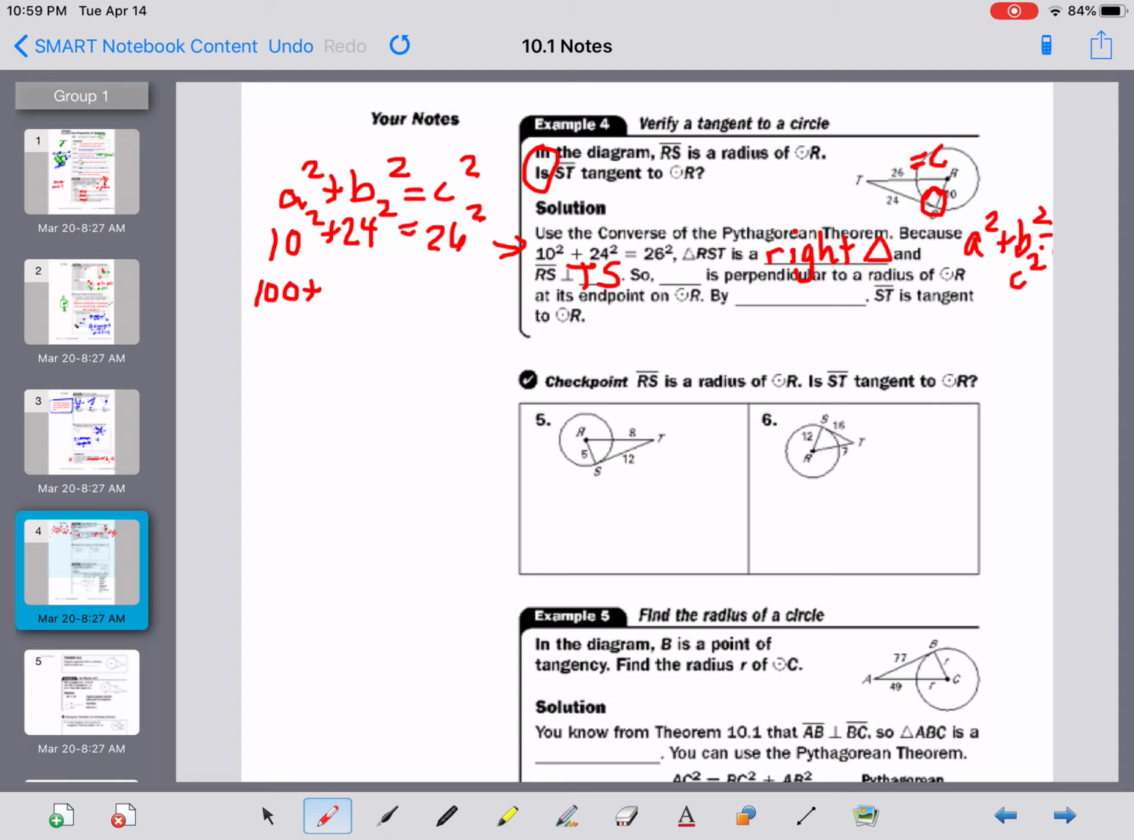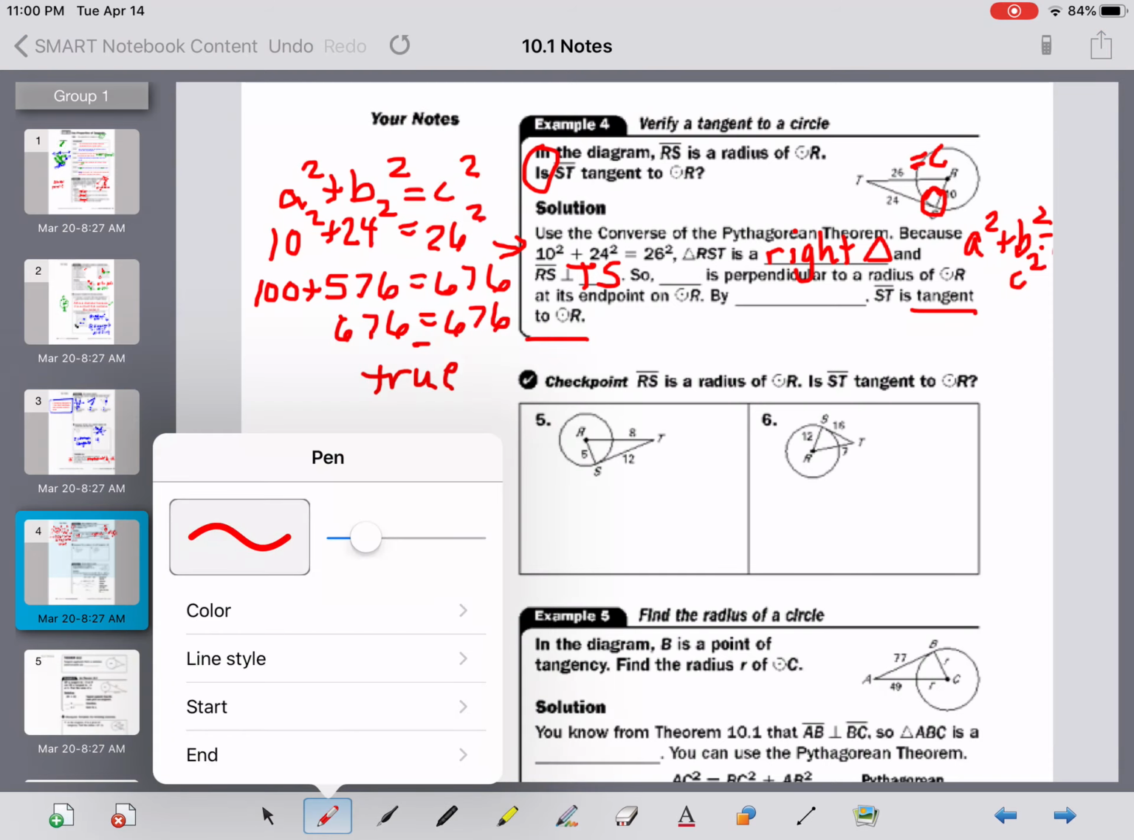24 squared is 576. And 26 squared is 676. When I add these two together, I get 676 equals 676. Since this is this, which means I have a right triangle, and that means that I have a tangent line because I have a right triangle or perpendicular lines there. So let's go ahead on number 5 and number 6 and check to see if these are also tangent lines with the same type of math.